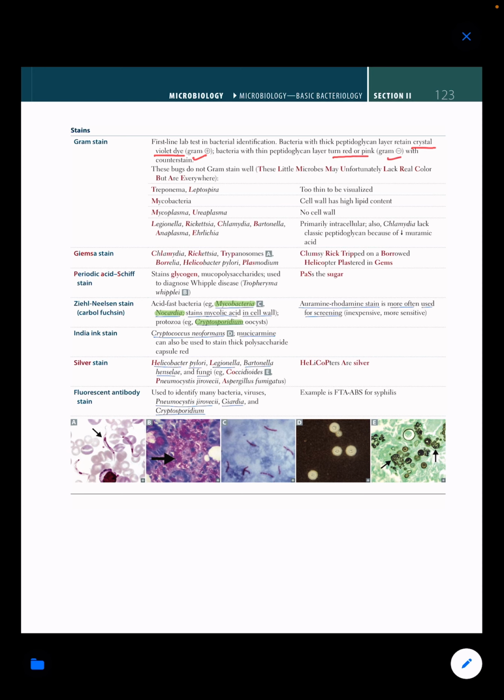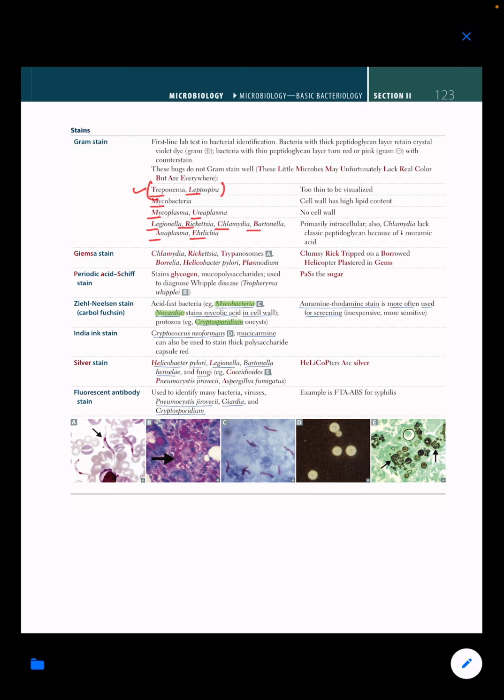All right. So there are some organisms which do not retain this gram stain. So they do not stain properly, and there is a mnemonic also: these little microbes may unfortunately lack real color but are everywhere. So first one, Treponema and Leptospira.